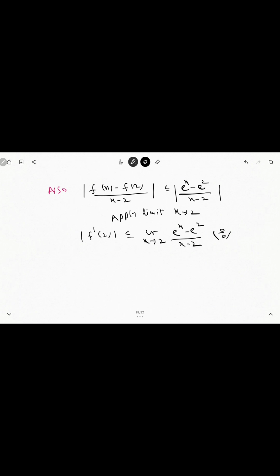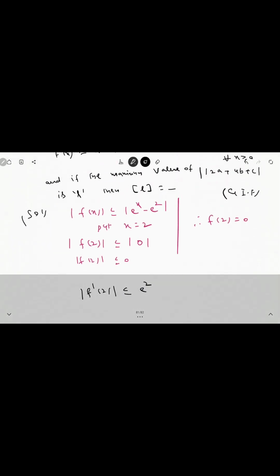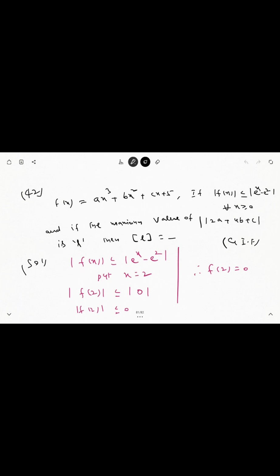Okay, apply L'Hopital rule, then what do you get? E power x only, remaining zeros by 1. So apply 2 there, e square itself. So modulus of f dash 2 is less than or equal to e square. Okay, understood?